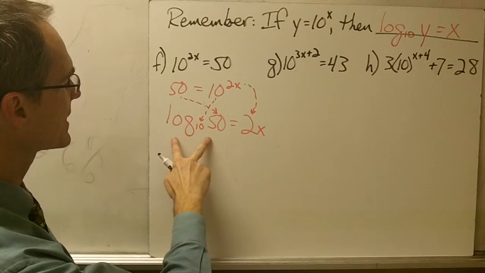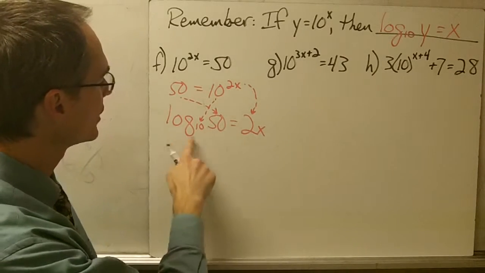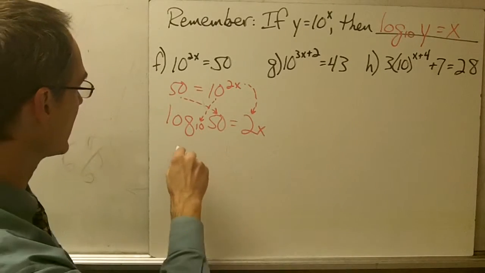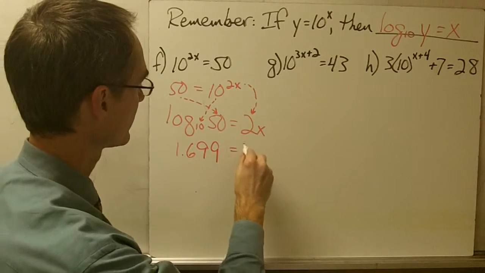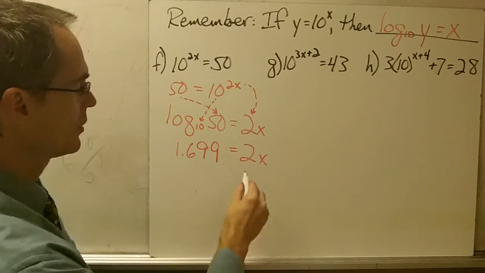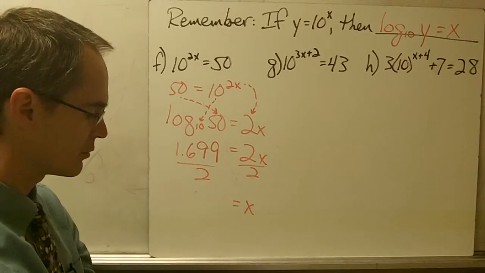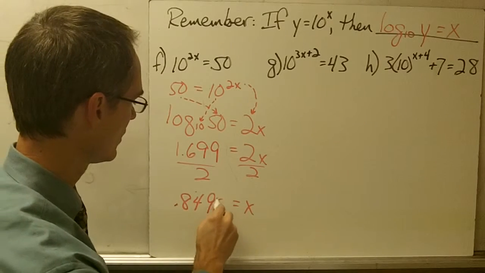Well, now I can take my calculator, and I've got a button on my calculator that I can use to calculate the logarithm in base 10 of 50. So if I punch that in my calculator, I get approximately 1.699, and that's equal to 2x. Well, now I just need to divide both sides by 2, and I get x equals approximately 0.8495.